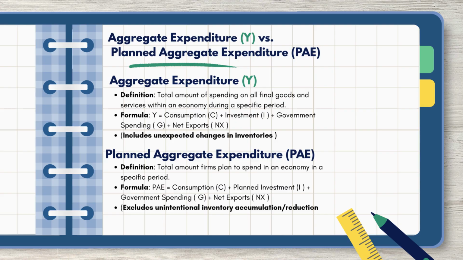Aggregate expenditure includes unexpected changes in inventories, whereas planned aggregate expenditure can be defined as the total amount firms plan to spend in an economy in a specific period. Its formula is a little bit different, where it is PAE equals consumption plus planned investment plus government spending plus net exports. Planned aggregate expenditure excludes unintentional inventory accumulations and reductions.